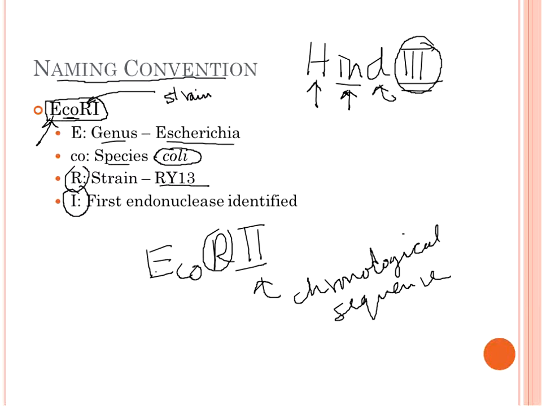Okay, are we clear about the naming convention for restriction enzymes? So restriction enzymes are named after the bacteria that they were isolated from, their genus, the species, the specific strain, and then the order in which it was isolated. Any questions about the naming convention for restriction enzymes?